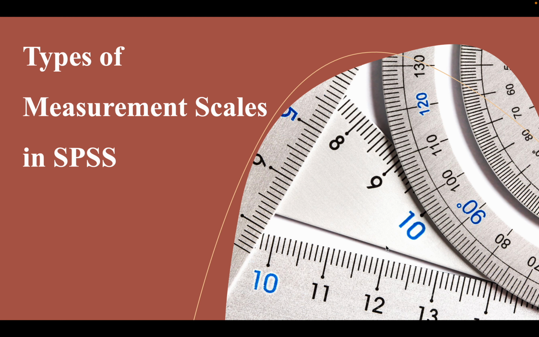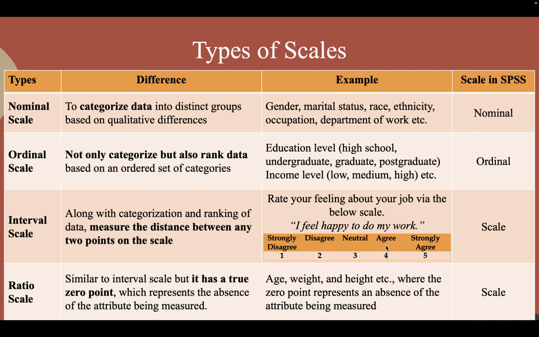Hi everyone, in this video we will discuss types of measurement scales in SPSS. It is also called types of scales in SPSS, and in some cases it is also called types of data in SPSS. There are four types of measurement scales. First nominal scale, second ordinal scale, third one is interval scale, and the last one is ratio scale.